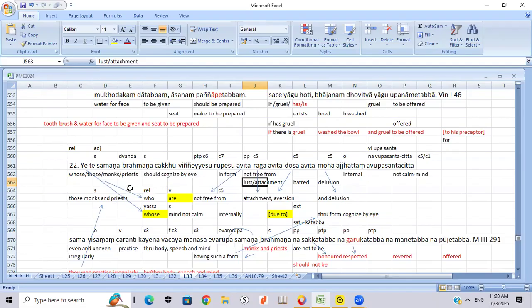So what we do up to this point is, it means those monks who are not free from. In this case, this should be all ablative case, moha, dosa, ablative case, because the ablative case is "from". So this is line number 1, up to here, line number 1.